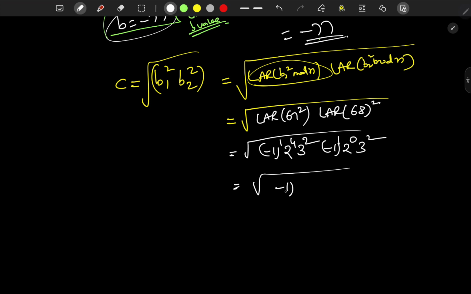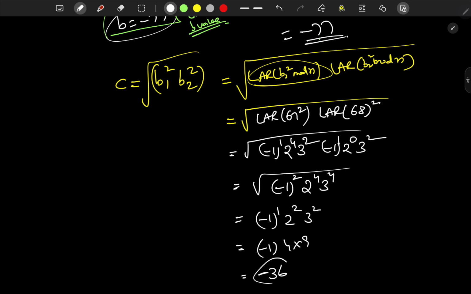So the value will become minus 1 whole square, 2 power 4, 3 power 4. That is minus 1, 2 square, 3 square. That is 4 into 9, so the value will become minus 36. So the C value, the exact value, is minus 36.